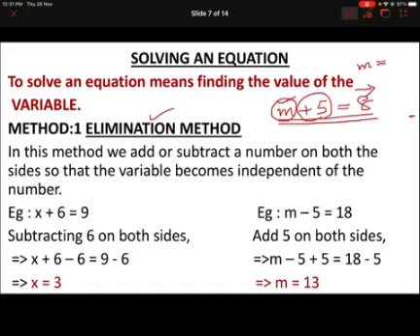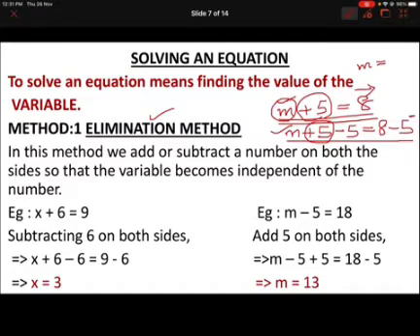I have m plus 5. So I need to remove this 5. So I write minus 5. But remember, this is a balance. So if I remove 5 on LHS, I have to remove 5 on RHS too. This is called the elimination method, where you are trying to get rid of this 5 and make this m independent.